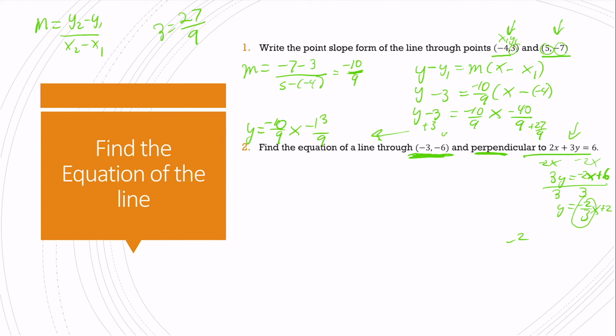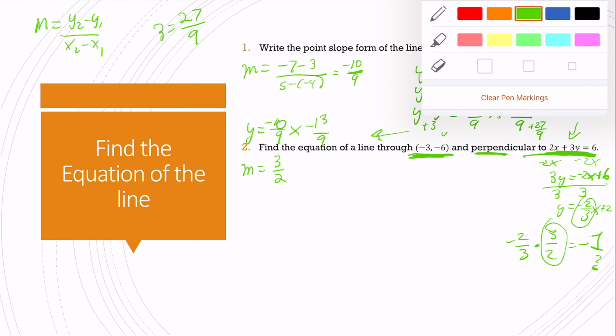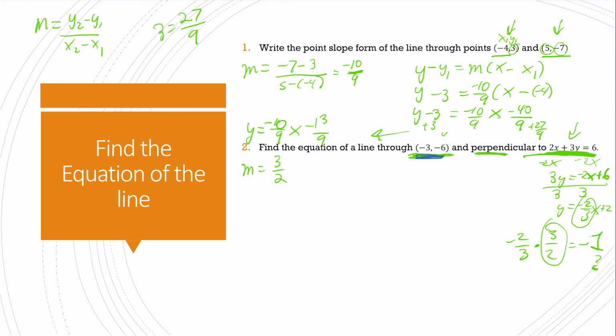So what do I multiply negative 2/3 by to get negative 1? Well, that's going to be 3/2. So that's going to be my slope, so that my line is perpendicular to this line and goes through the point (-3, -6). So this is going to be perpendicular to this and go through this point. So I've got y minus y1 equals m times x minus x1. Y minus a negative 6 equals 3/2 times x minus a negative 3.